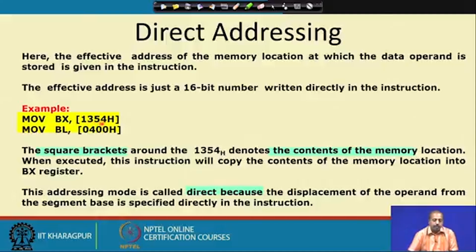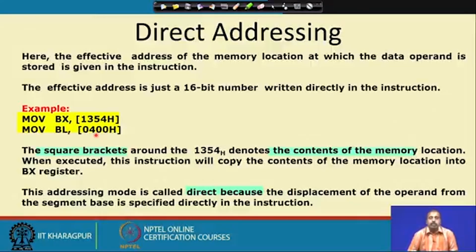For example, 1354 hex, which is a 16 bit number, or 0400 hex, that is also a 16 bit number. The square brackets identify that we are interested in the contents of those locations. If these are not there, that means it is actually the immediate addressing.